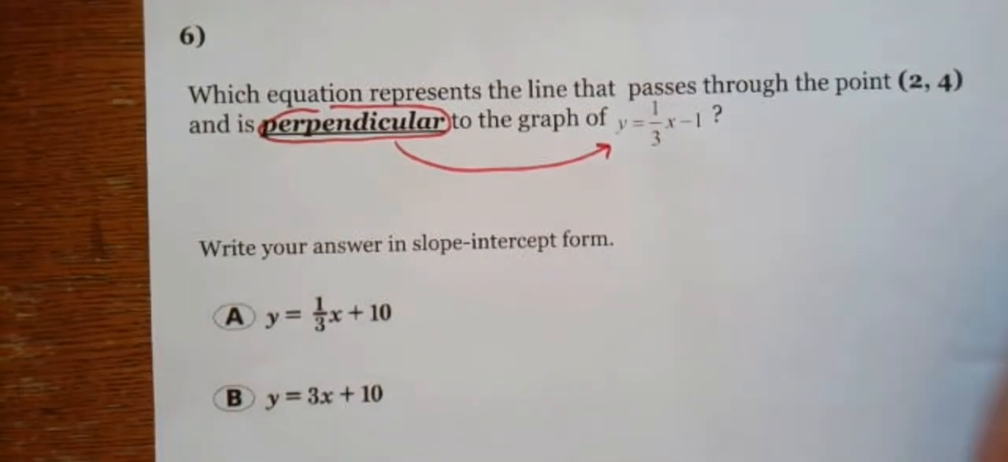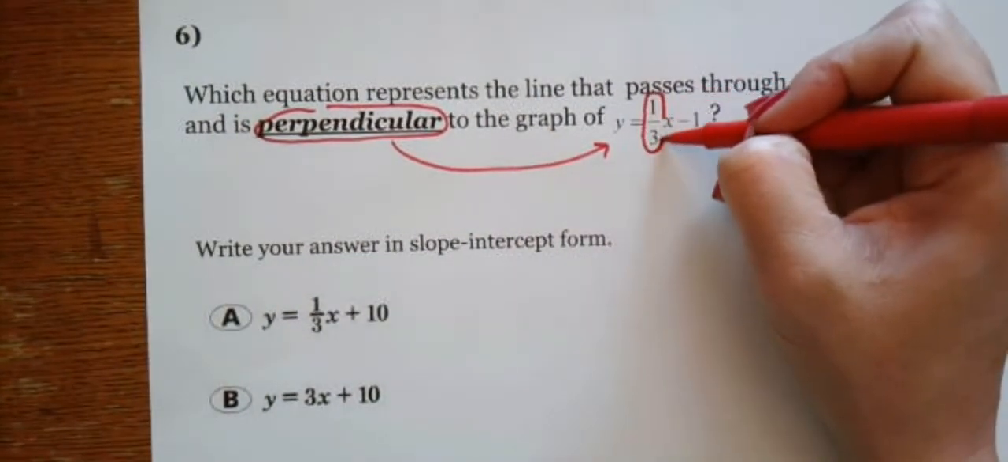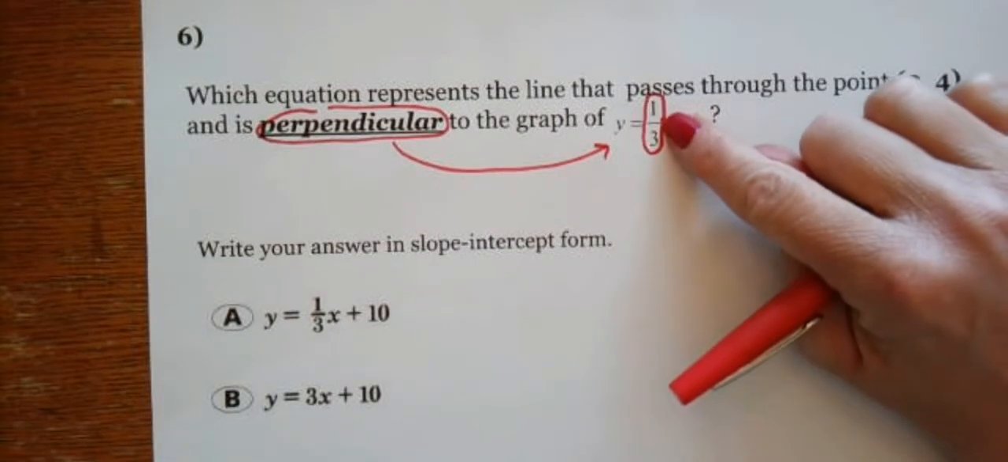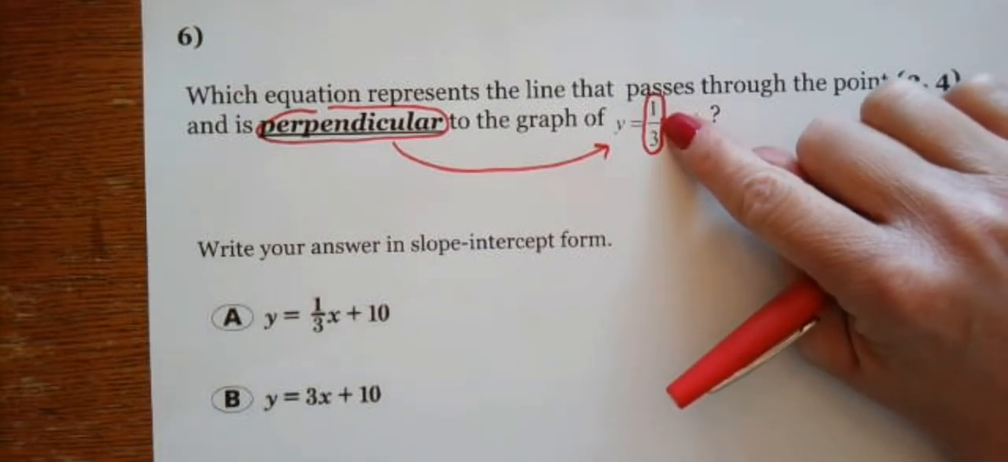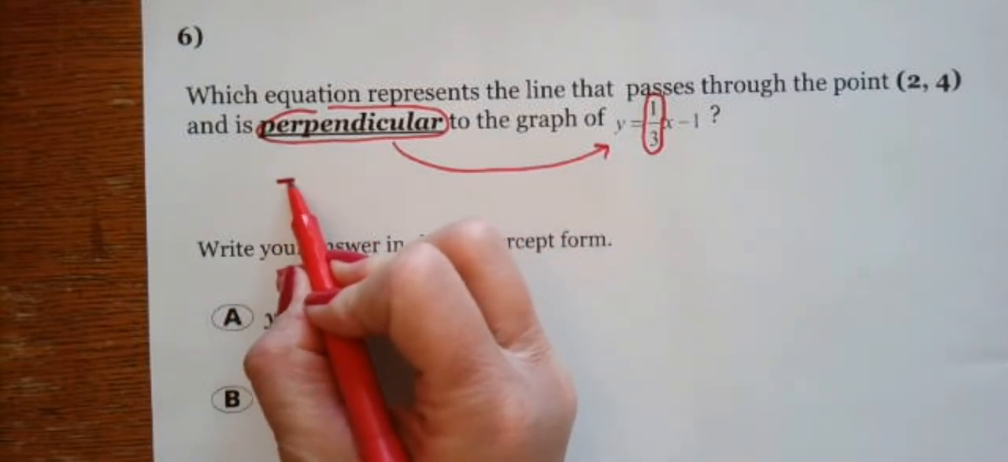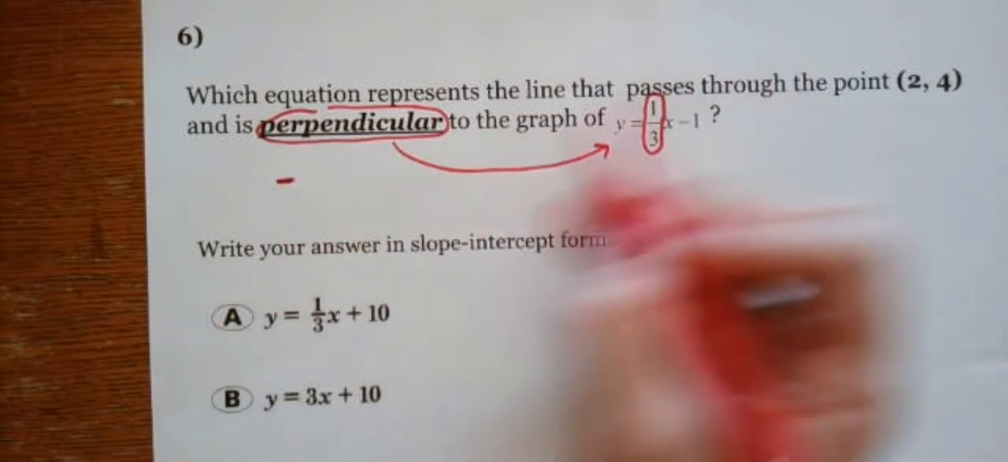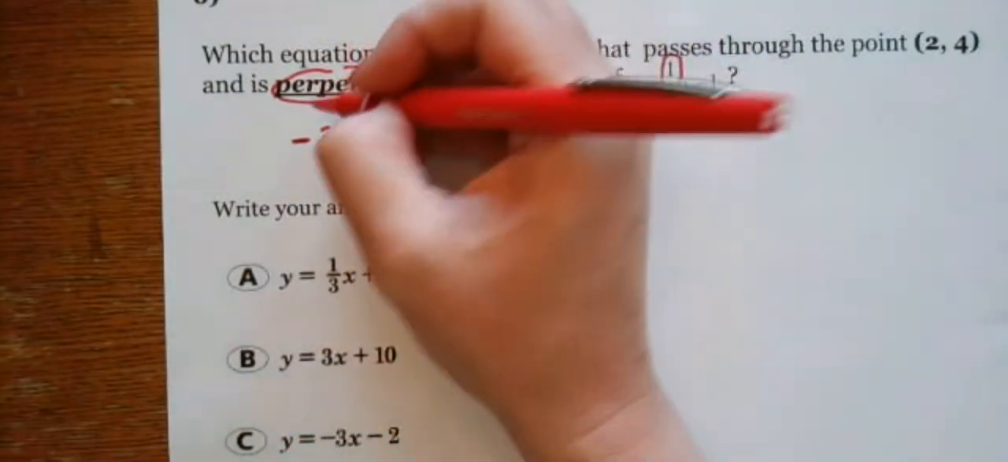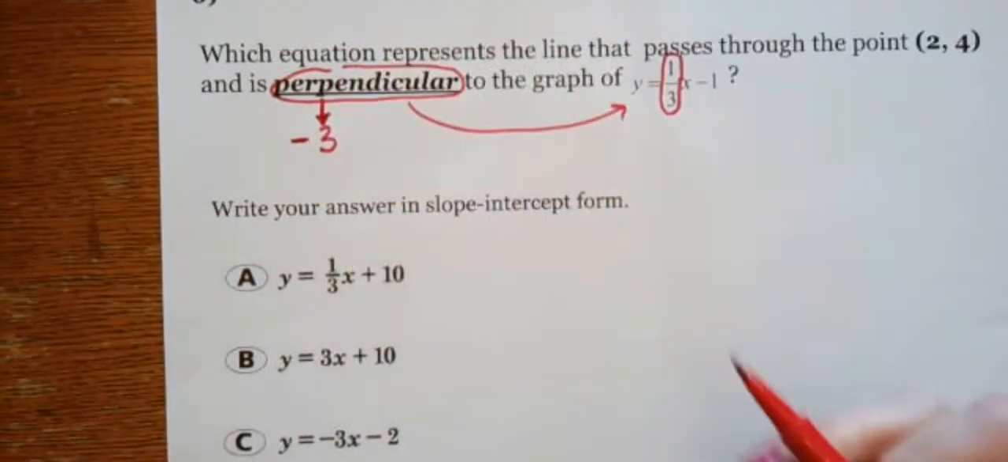Well, when we see the word perpendicular, let's think slope. Perpendicular lines have opposite reciprocal slopes. So if this slope is 1/3, what would the slope of the perpendicular line need to be? Well, it would have to be opposite, so it would have to be negative, and it has to be the reciprocal of 1/3, which would be 3/1. So we're looking for a line that has a slope of negative 3.